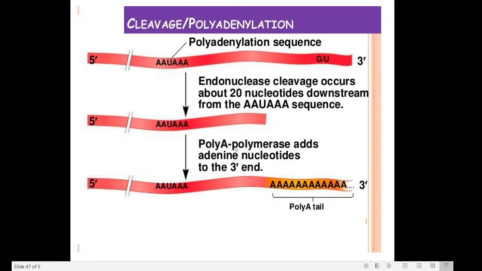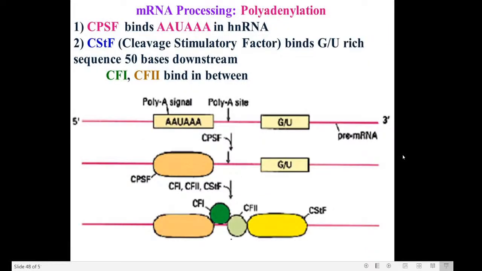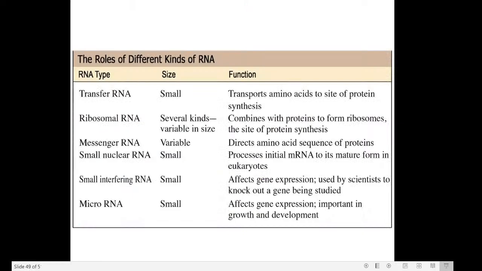Then poly A polymerase makes the addition of A. This is another example, a pictorial representation of how cleavage happens and how adenylation happens. Another pictorial representation follows.